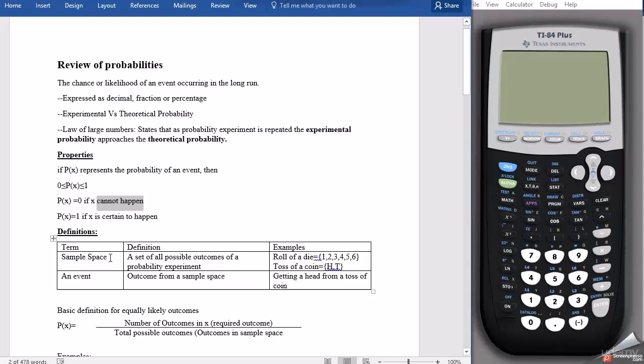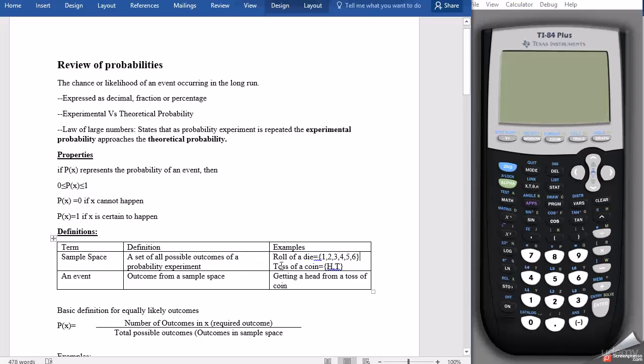So let's define some terms. We'll talk about sample space. Sample space is the set of all possible outcomes. For instance, when I roll a die, I know that I have 6 numbers that can show up, 1 through 6. So if I have this set that contains all possible outcomes, then that's considered a sample space. So the probability of getting a sample space is always equal to 1.